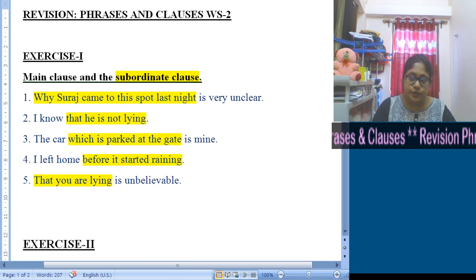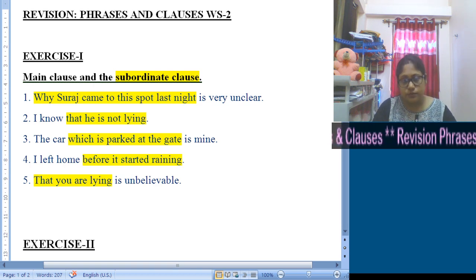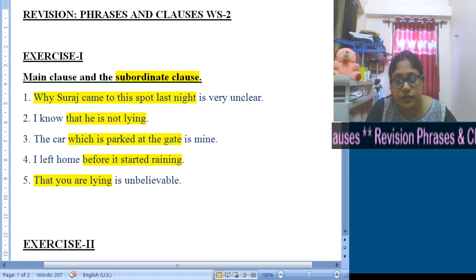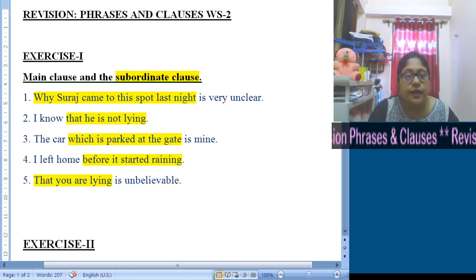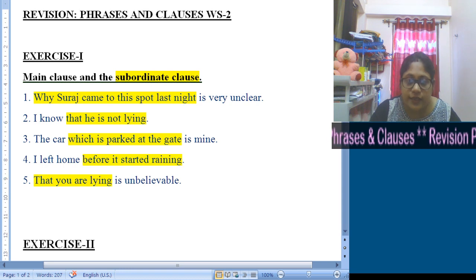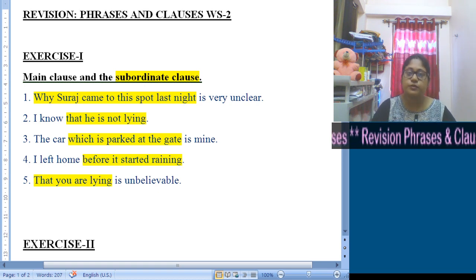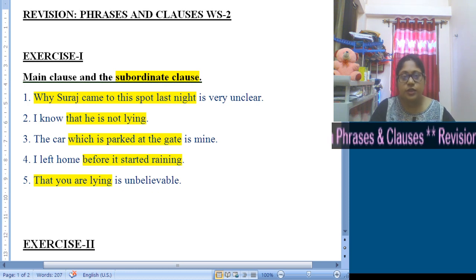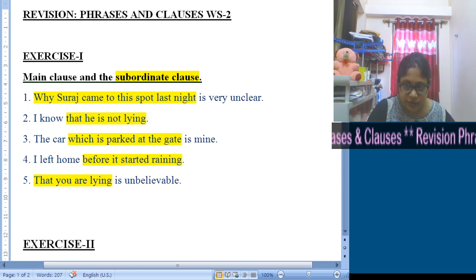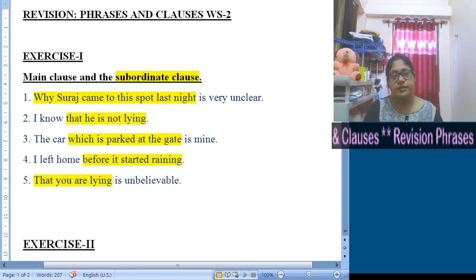Now in exercise 1, we were asked to identify main clause and subordinate clauses. I have highlighted the subordinate part, and the entire sentence is obviously the main clause. The first sentence was, why Suraj came to this spot last night is very unclear. So why Suraj came to this spot last night is the subordinate part, and this subordinate part mixes up with the verb and object, and it becomes, obviously, the subject, and then it creates the main clause.